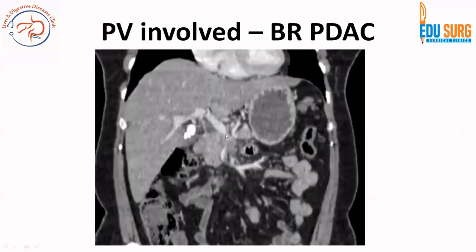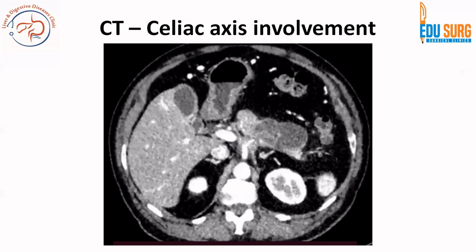On the other end, here you can see this is the portal vein. SMV should be in this area, but it's completely occluded. The tumor has completely compressed the SMV. You can see gallstones in this area. And this is a case of borderline resectable pancreatic adenocarcinoma.